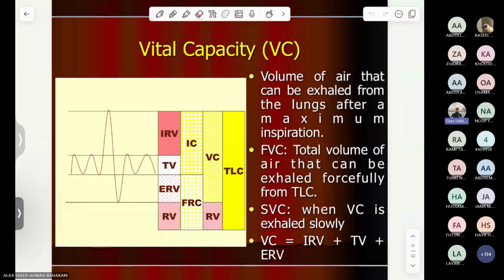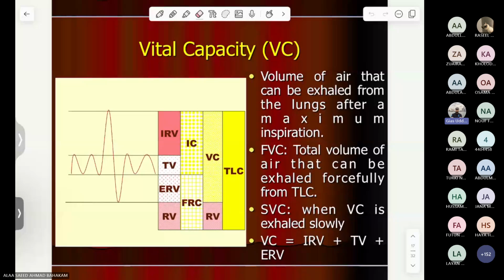So now we can calculate the capacities. There are also four capacities. Four volumes, four capacities. The first one is the vital capacity, VC. What is vital capacity? The volume of air that can be exhaled from the lung after a maximum inspiration. So you take a deep breath and you breathe out. This volume is called the vital capacity.